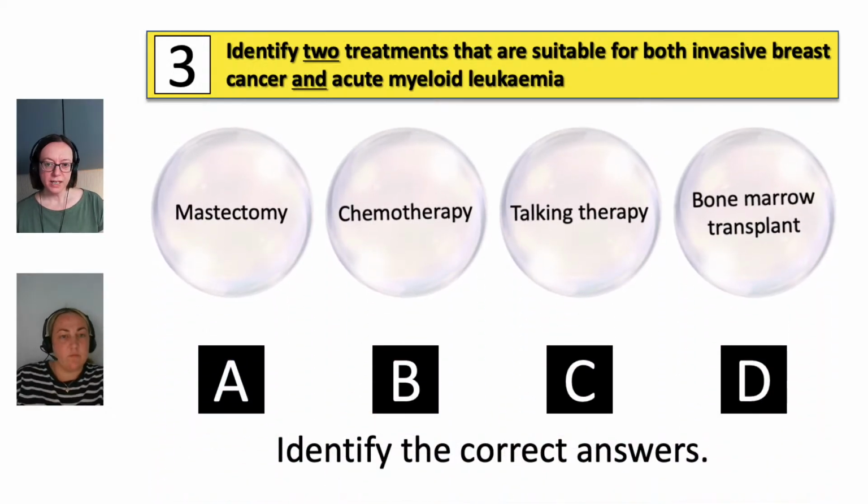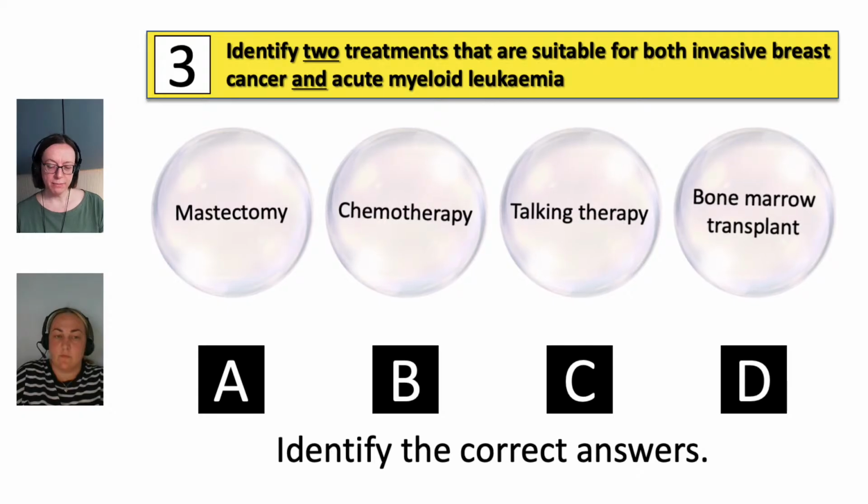Okay, the next one. Can you identify 2 treatments that are suitable for both invasive breast cancer and acute myeloid leukemia? So we've got A, mastectomy, B, chemotherapy, C, talking therapy, and D, bone marrow transplant. To answer this question, you need to know about those 2 types of cancer, but you also need to know what these treatments mean. So think about what is mastectomy, what does that involve, and then work out whether it's suitable for both breast cancer and myeloid leukemia. Do the same with chemotherapy, talking therapy, and bone marrow transplant, and then you should be able to work out your answers.